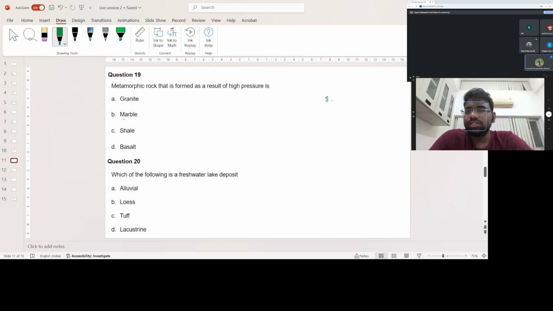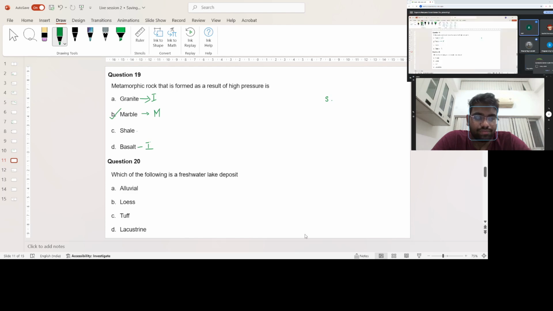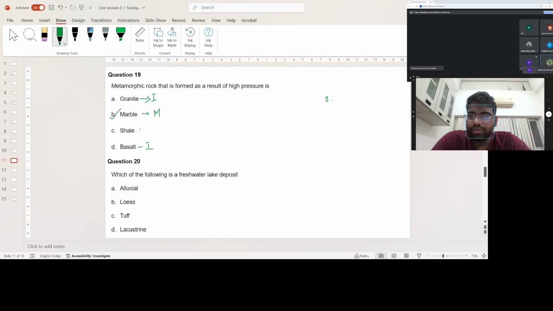Okay, so out of this, marble is what type of rock? It is a metamorphic rock, right? Metamorphic rock. What about granite? Granite and basalt are igneous. Shale is sedimentary. Yes, shale is a sedimentary rock.